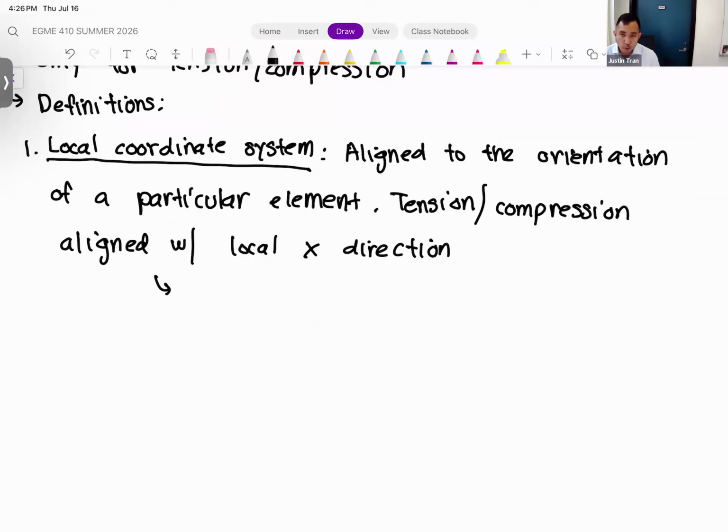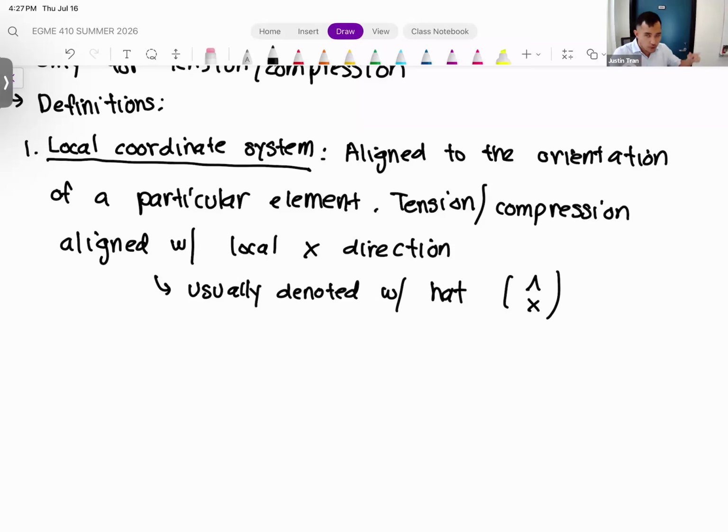All right, another thing that I'll note for the local coordinate system, this is just for notation, and make sure you note this down, because we're going to throw these symbols around a lot today. Okay, so for the local coordinate system, we usually define this with a hat. Right, so the local x direction will be x with the little hat.